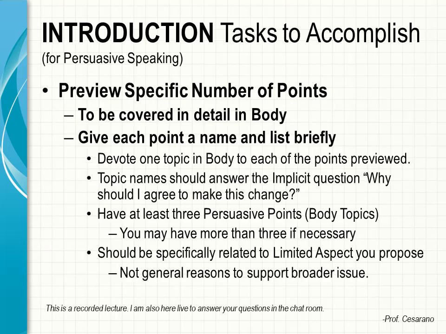The next task is to preview the specific number of points you will be covering in detail in the body. In the body of your persuasive speech, you should have 3 or more reasons why the audience will benefit from making the change you propose. The persuasive points in the body should be reasons why the audience will benefit, and you give each one a name and list them briefly here. So preview a specific number of, in this case, persuasive points. Preview a specific number of points that will be covered in detail in the body.